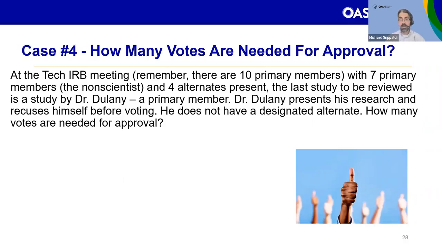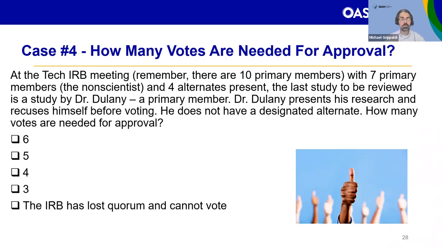We also have Father Ignatius, the non-scientist. We're told that one of the primary members, Dr. Delaney, is presenting his own research, so he cannot vote due to a conflict of interest. How many votes are necessary for his study to be approved? And so I'll give you some time to think about the various issues that you have to troubleshoot with this and what questions you need to ask and answer.